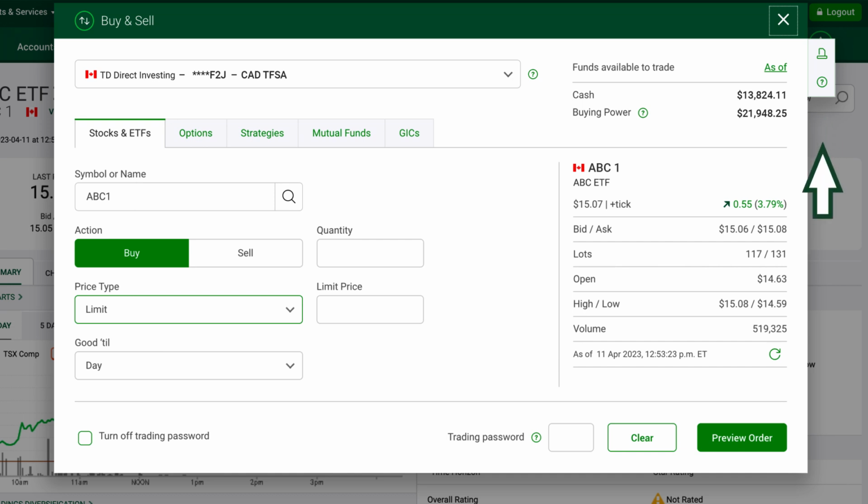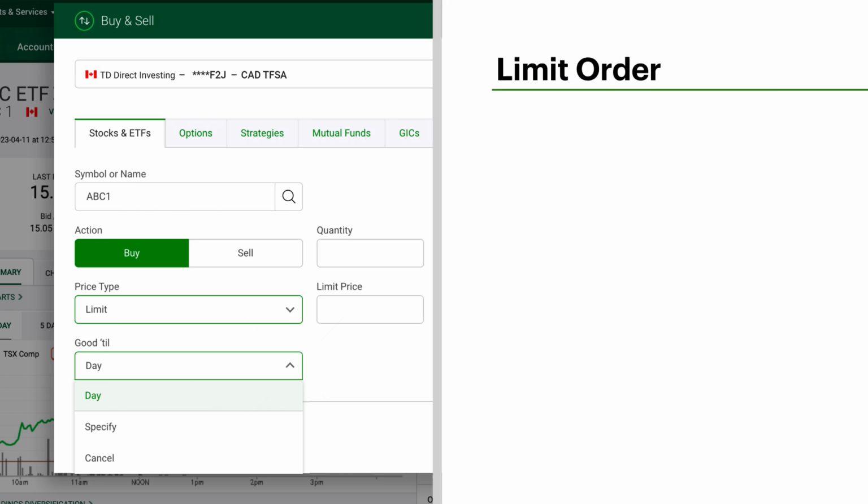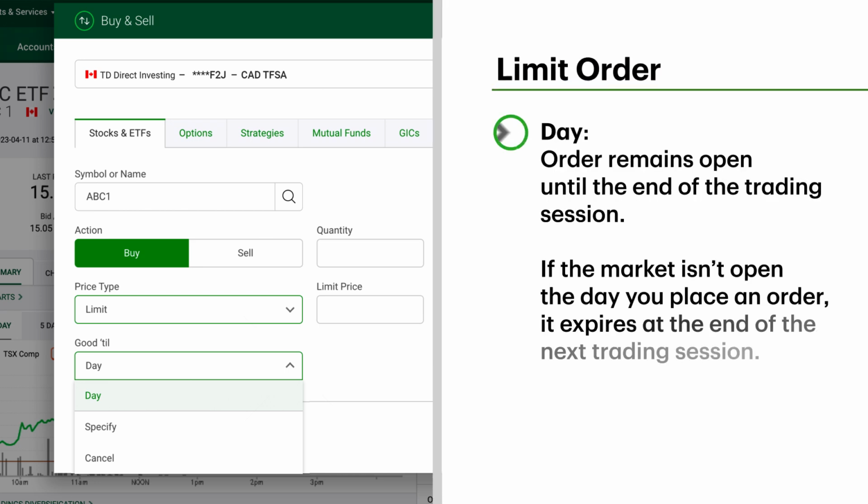The next selection is the good till field. For market orders, this is usually left at day. For limit orders, you can choose from the following three choices. Day. Your order remains open until the end of the trading session. This means if the market is not open the day you place an order, then it expires at the end of the next trading session.